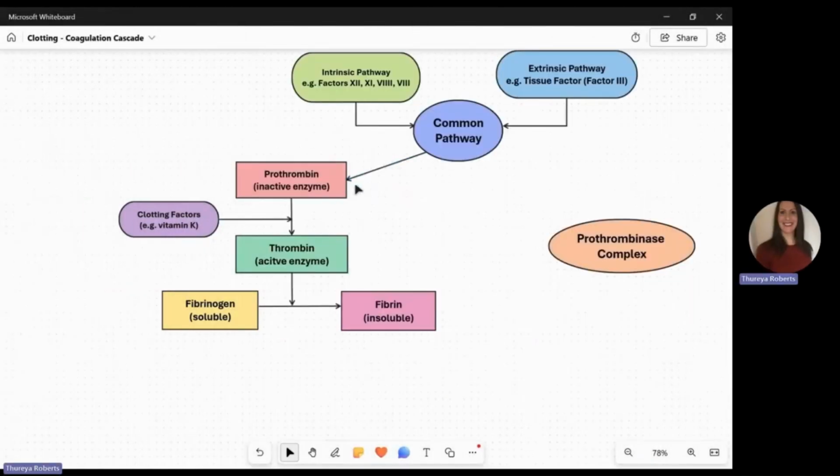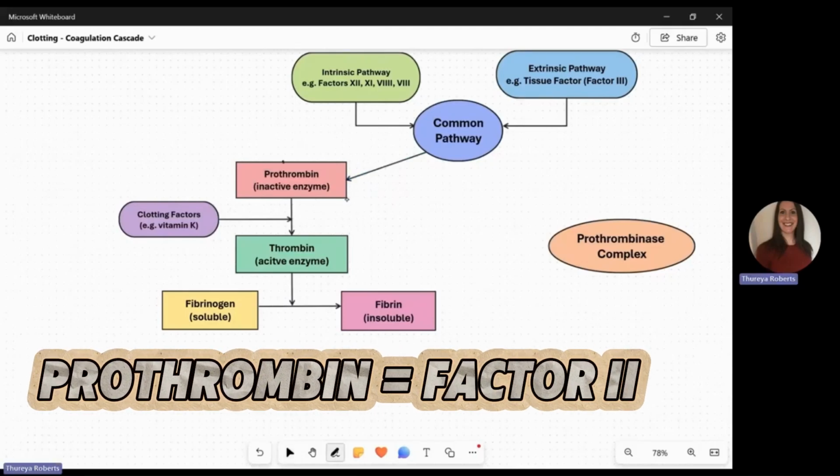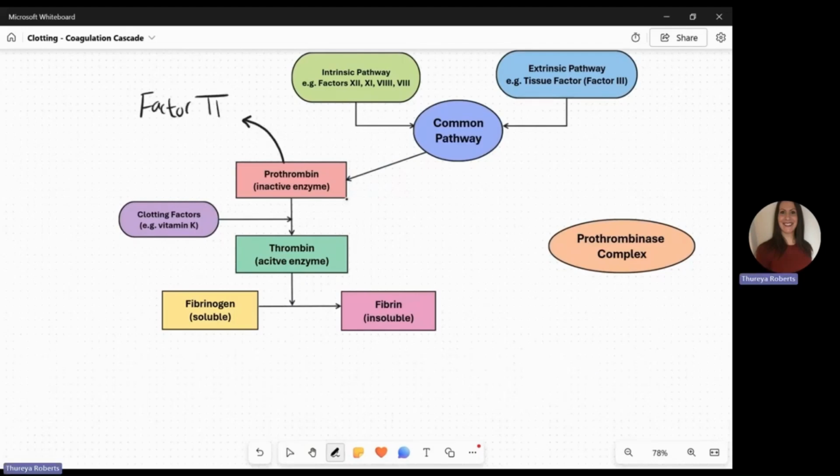At the start of the common pathway, we see the enzyme prothrombin. This is an inactive enzyme in the blood. Prothrombin is also known as factor 2. It plays a vital role in the clotting process. Think of it as a sleeping molecule that only wakes up when it's needed. Prothrombin is only activated when a blood vessel is damaged, like during an injury.